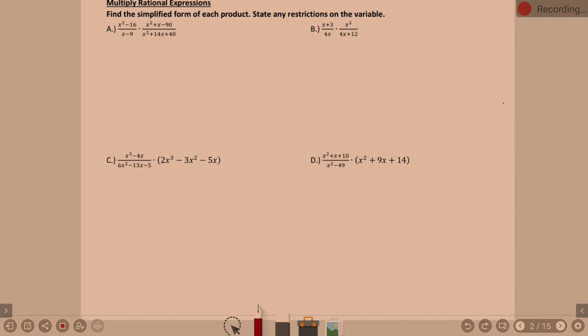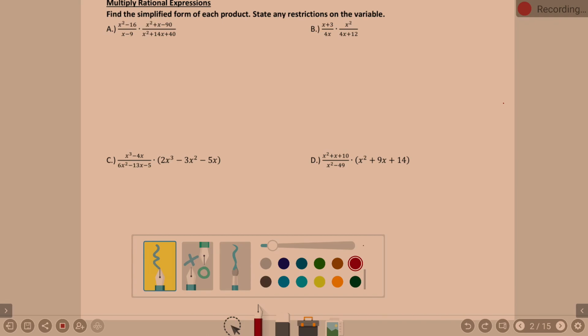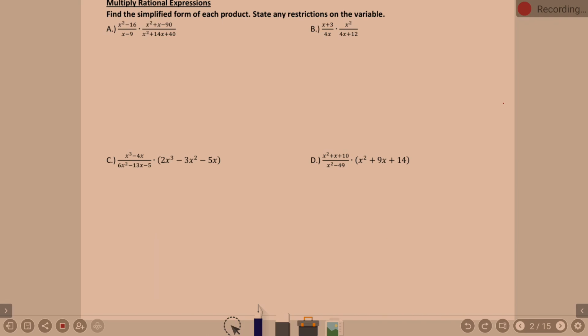The first is like a difference of squares. Isn't difference division or subtraction? Difference is subtraction. X squared minus 16. X plus 4 and X minus 4. Yeah, that'll work. X plus 4, X minus 4.